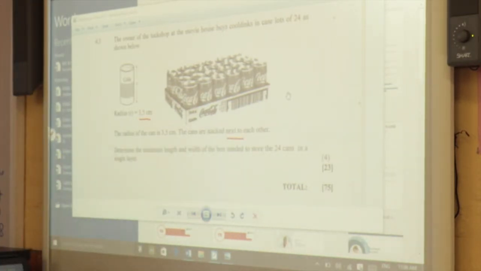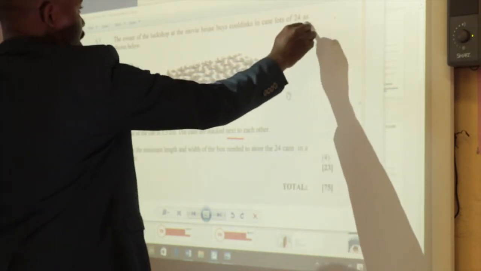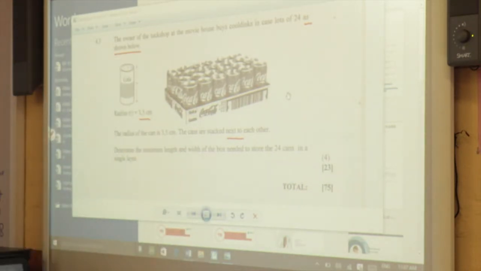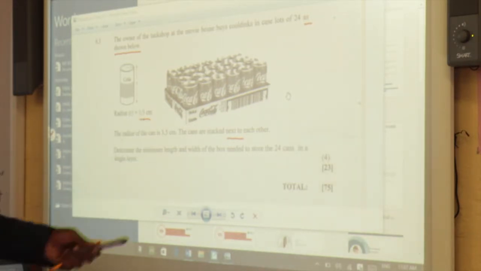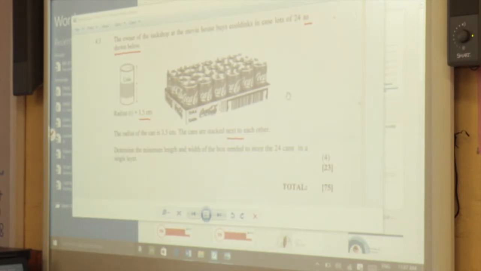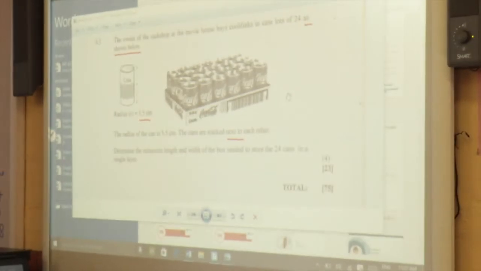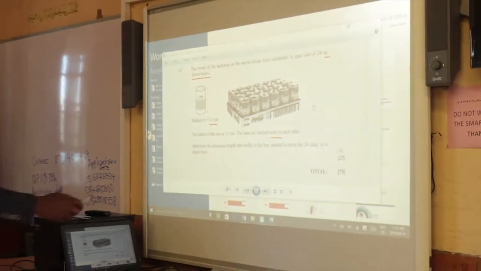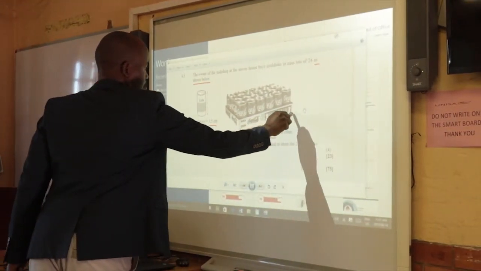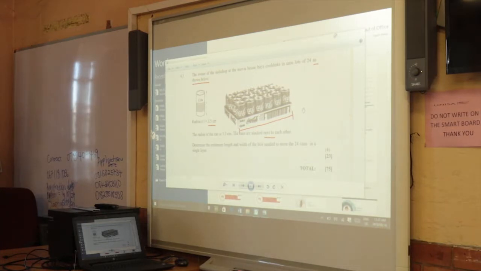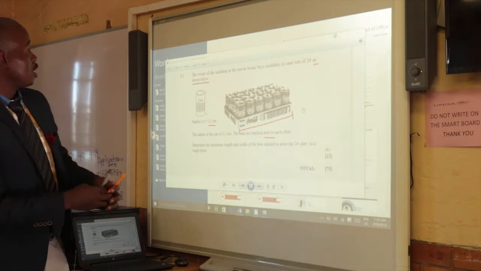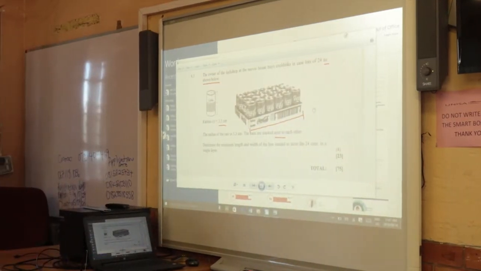The question is determine the minimum length and width of the box needed to store the 24 cans in a single layer. Right? One of the things that you must emphasize when answering this question is that if we see the words as shown below, it means that if a learner says 8 cans, in that box there is 8 cans. If a learner says 24 cans, as is in this question, it means there is 24 cans, exactly as shown on the picture. So the learner does not need to calculate, as we do calculations sometimes, how many cans are along the length. We can see how many cans are on the length, right? Because we are told as shown below, so it means what the learner says is exactly what it is.